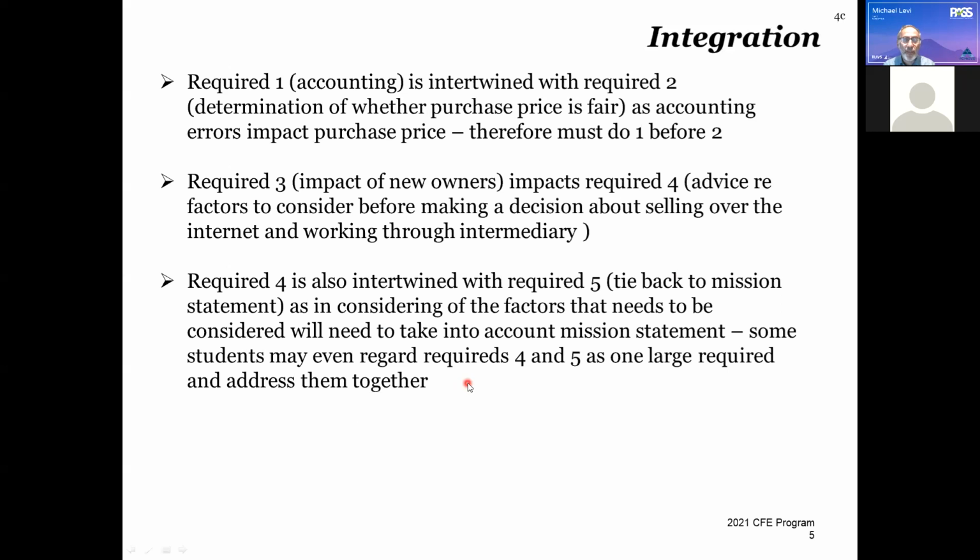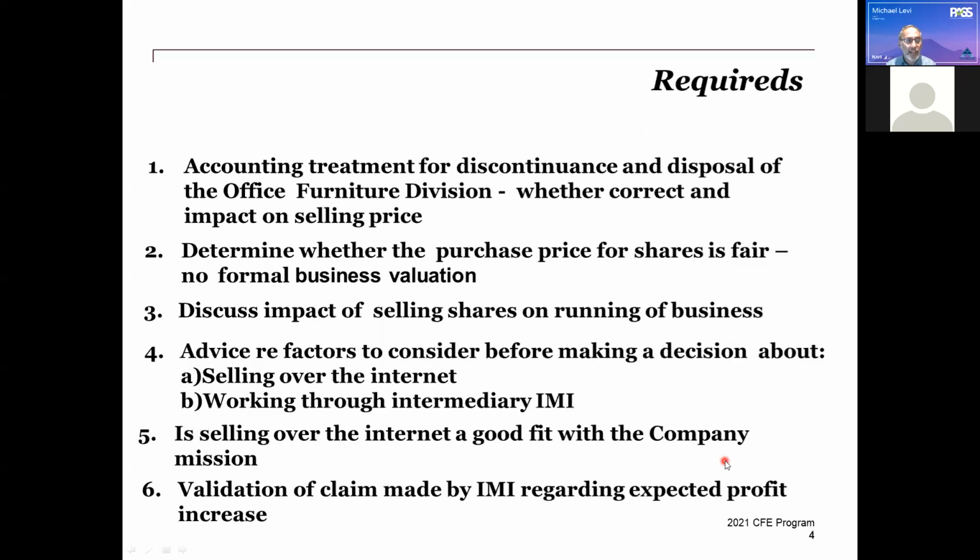Some students may have even regarded 4 and 5 as one large required and simply addressed them together. I'm just curious, did any of you look at 4 and 5 as one big required? If you did, just throw a yes into the chat box. Anybody? Yeah, good. I see a number of you did.